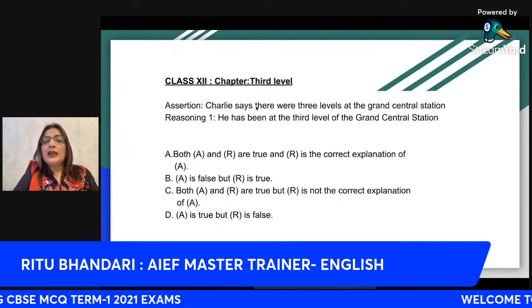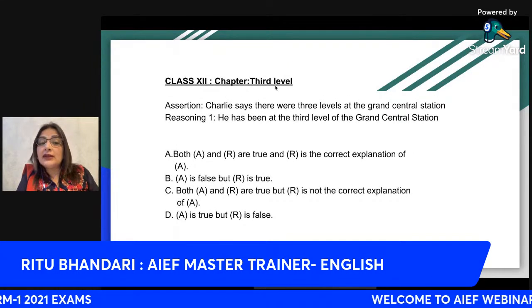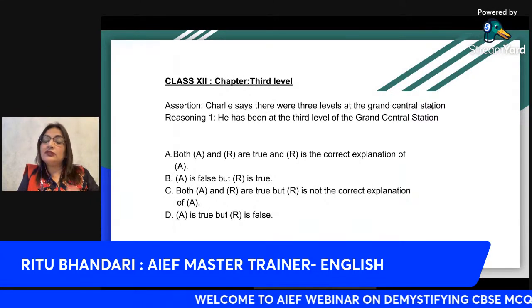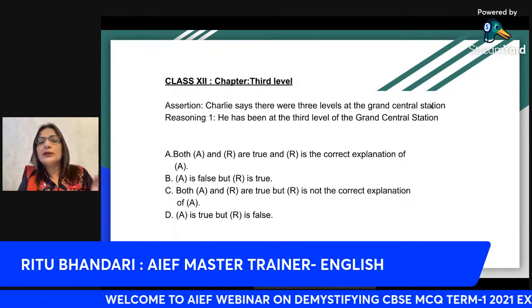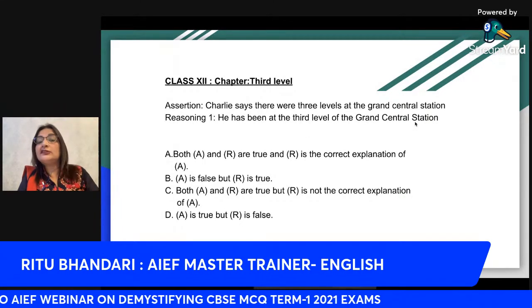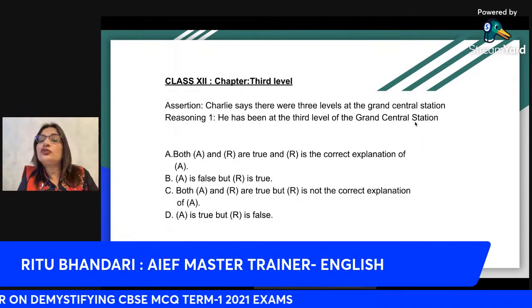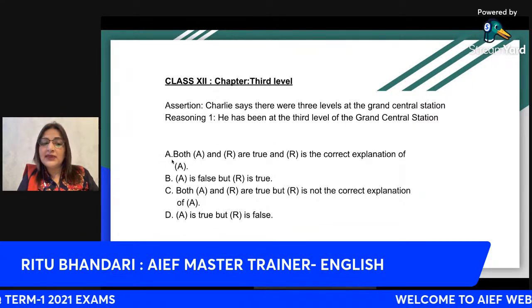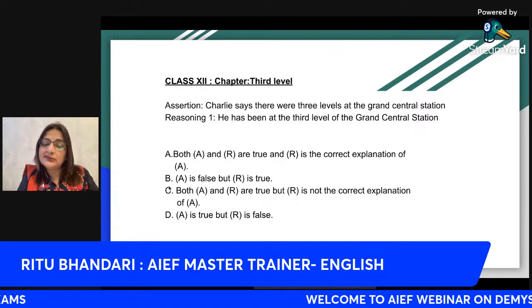I'll quickly take an example of third level. Charlie says there were 3 levels at the Grand Central Station. This is one statement. Is it true? Yes. He has been at the 3rd level of the Grand Central Station. This is also true according to the story. Now, since both are true, either the answer would be A or the answer would be C.